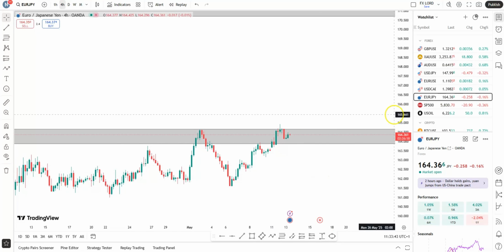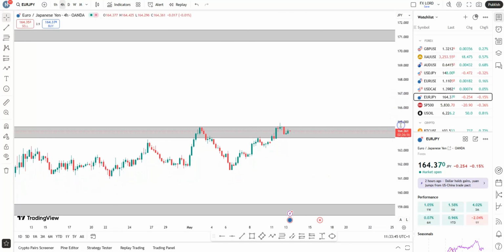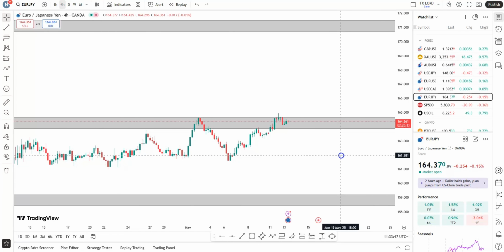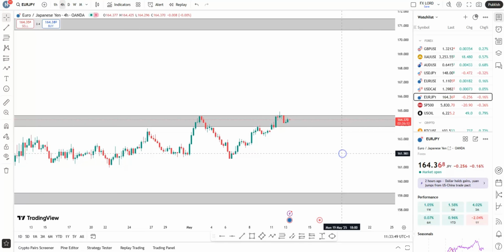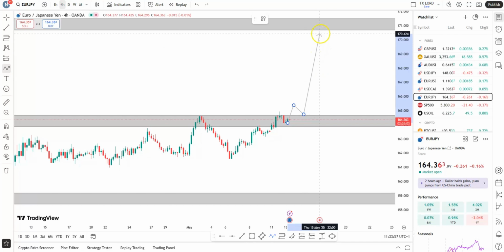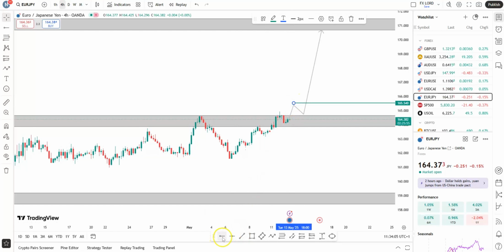I have two scenarios on Euro JPY. What I'm looking out for is market to come up here, break out of this level, retest this level, and head to this resistance level. If this plays out, I'm going to get into the market at this level, and my stop loss is just going to be below the retest.